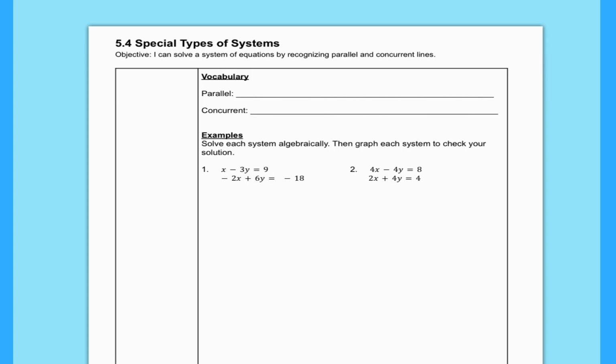So far, all the different systems that we've looked at have had an answer. The answer is x is 3, y is 4, something along those lines, so that when you graph them, the lines cross somewhere. But there are some special cases that we're going to look at. So one special case would be if we have parallel lines.